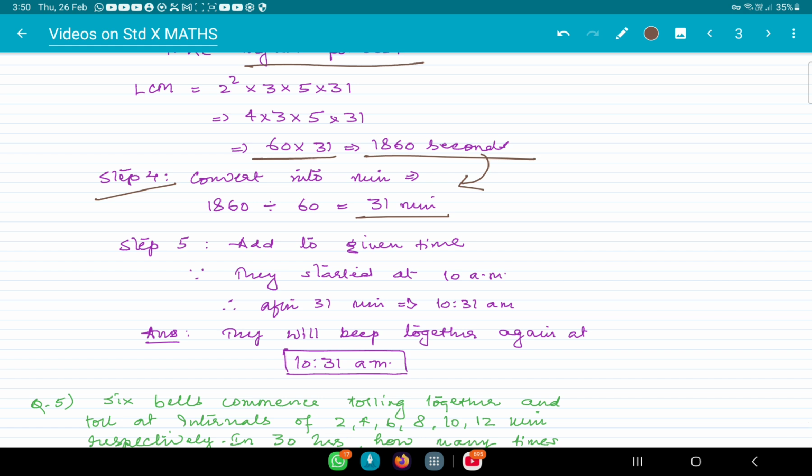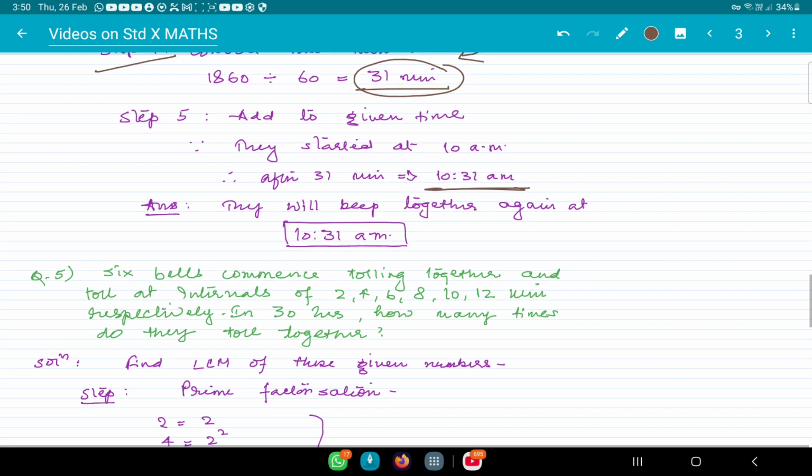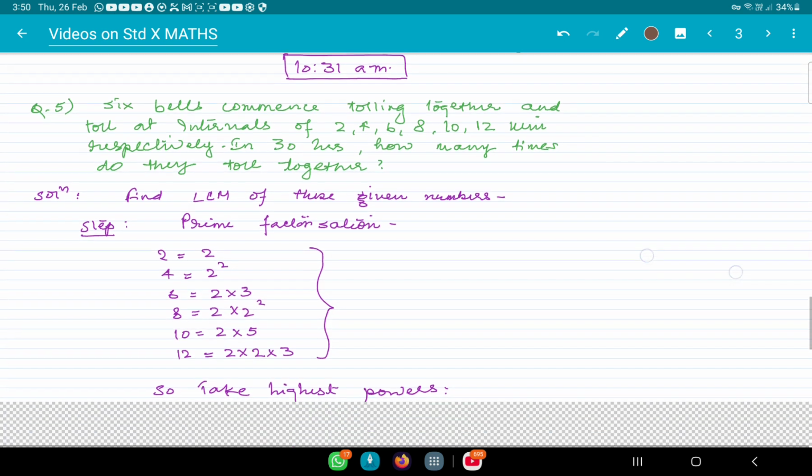And what the question demands is that both will beep at 10 a.m. earlier, so after how much time will they beep together? Here we have 31 minutes, so just add it to the given time. So after 10 a.m. they will beep together at 10:31 a.m. So they will beep together again at 10:31 a.m.